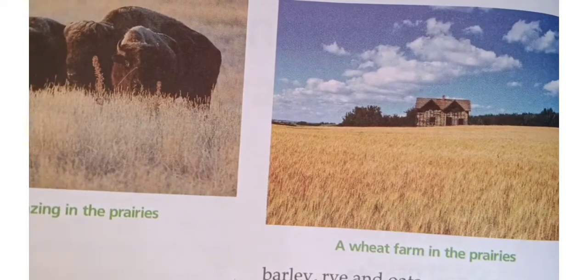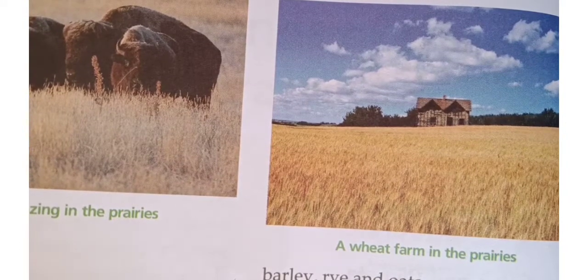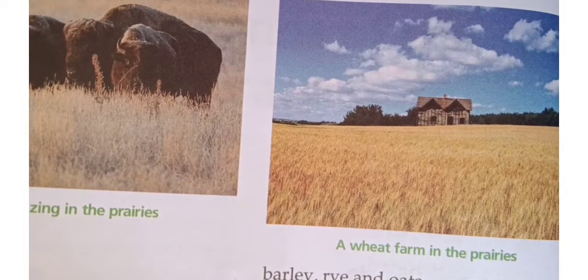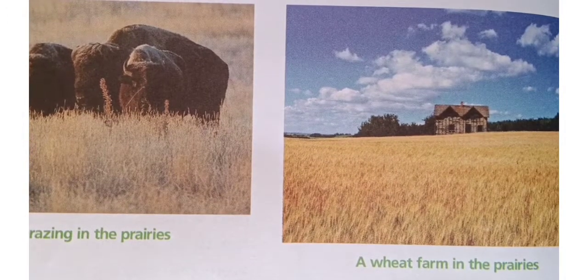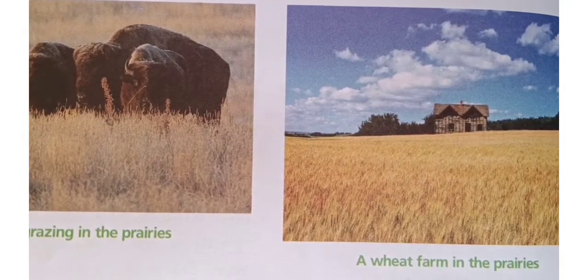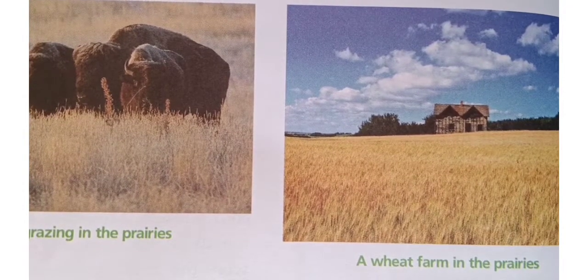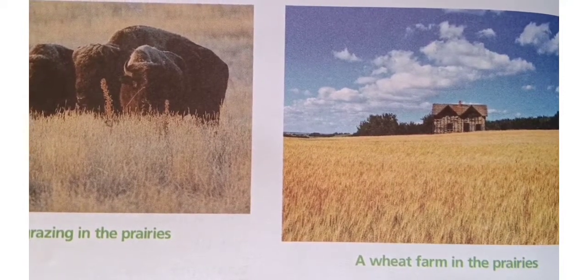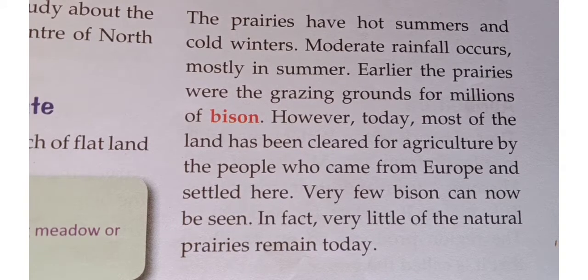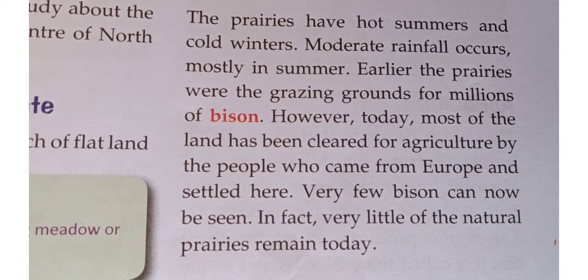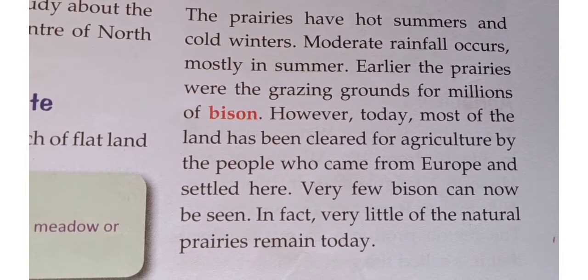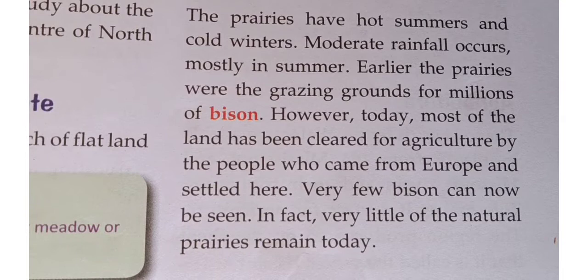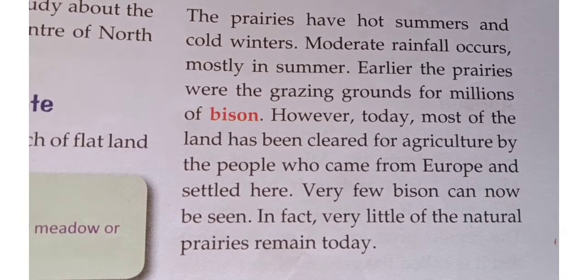But nowadays we can see this prairies grassland converted for farming, cleared for agriculture. They grow wheat in this prairies grassland. Today most of the land has been cleared by the Europeans who came from Europe, and they cleared this prairies grassland for agriculture.